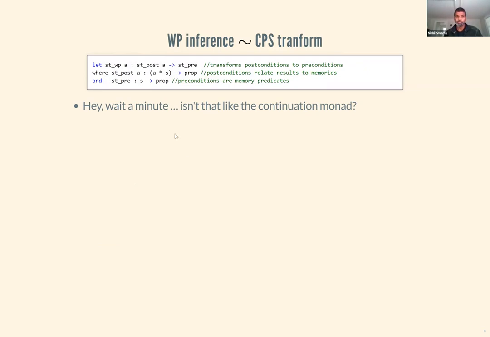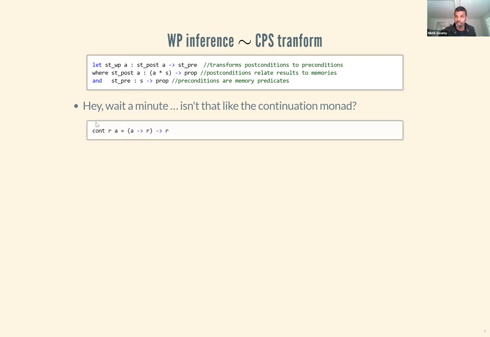I'm including here at the top the type of a weakest precondition transformer for stateful programs, and let's look for a minute at how this relates to the continuation monad. The continuation monad has a type that looks like this. For some result type R, if I'm given a continuation that takes the result of the computation A, it's an A arrow R arrow R.